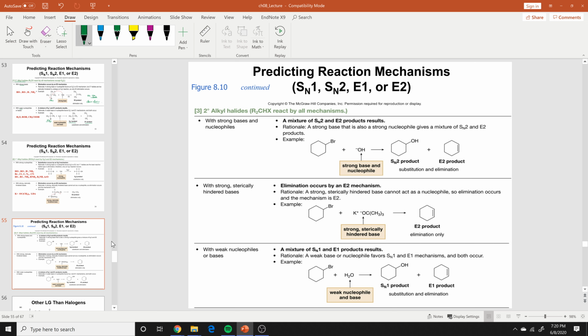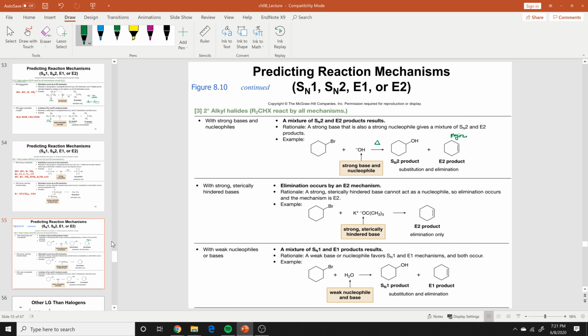So if I use strong bases and nucleophiles, then in that case, we're going to end up having two products. One of them is going to be SN2, the other one is going to be E2. Now you're going to ask me which one is going to be the major, which one is going to be the minor. Well, it's so simple. If you have heat in the conditions, then E2 is going to be the major.